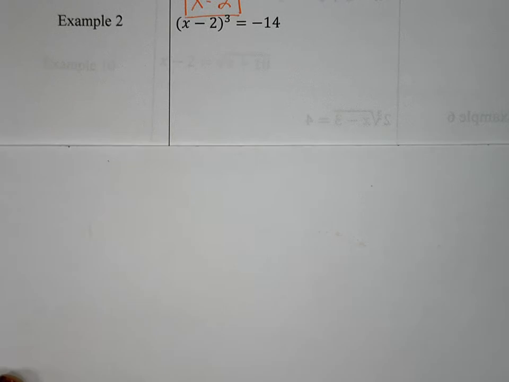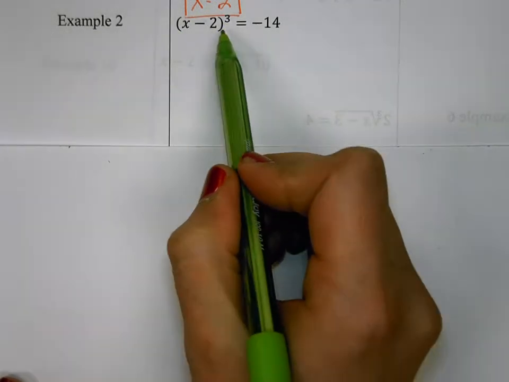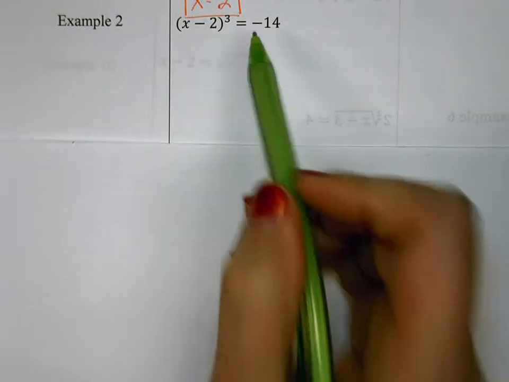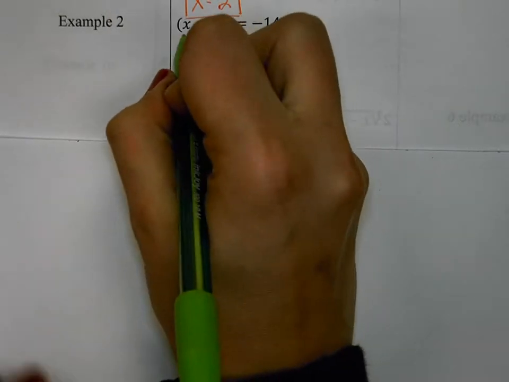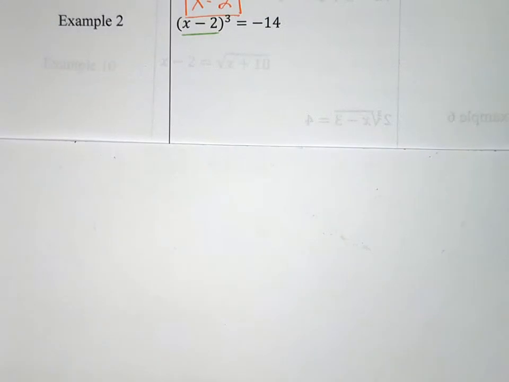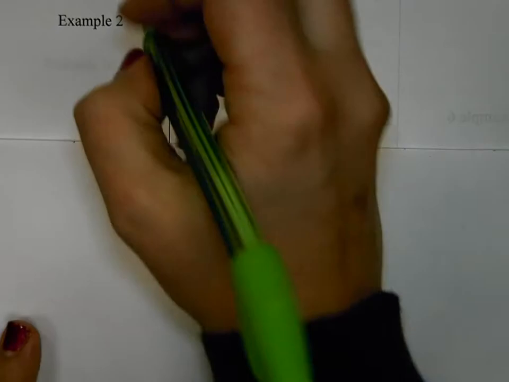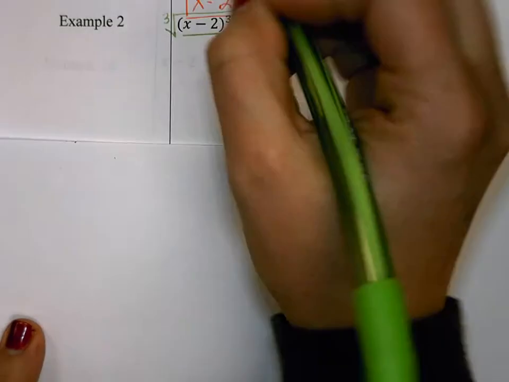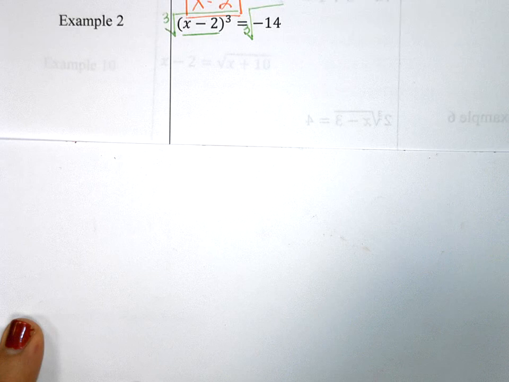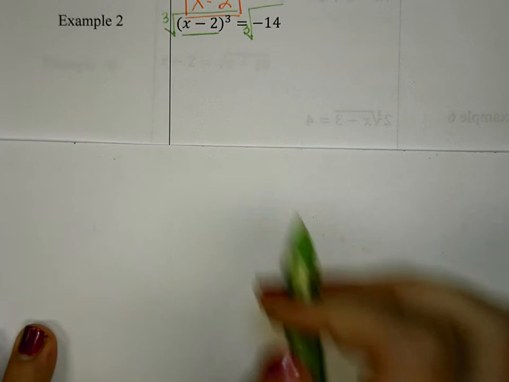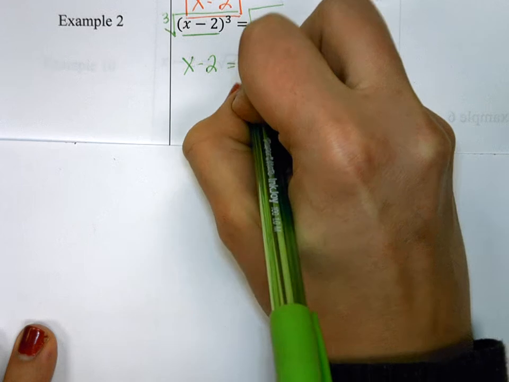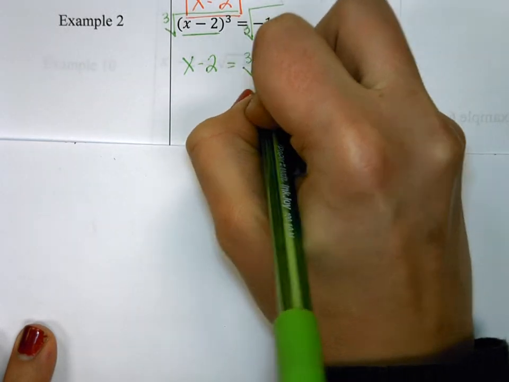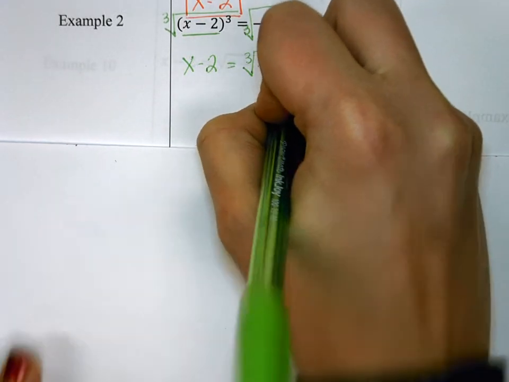Example 2, we have x minus 2 to the 3rd power equals negative 14. In this case, my exponent term is by itself because x minus 2 is all in parentheses. So I'm going to take the cube root of both sides. So that's going to give me x minus 2 equals the cube root of negative 14.